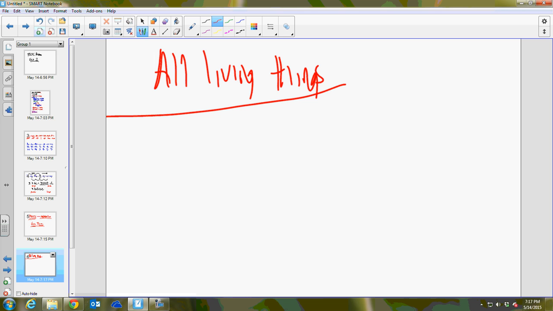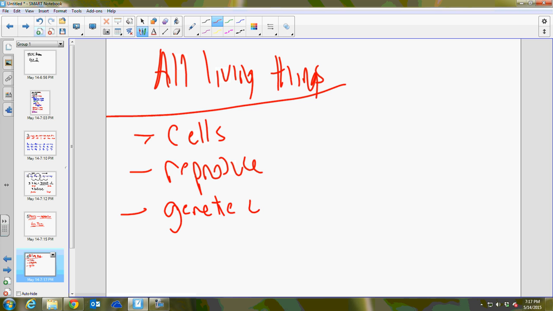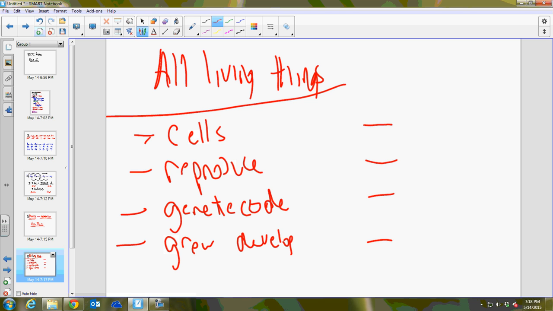One last thing is the characteristics of all living things. This is one of those questions that sneaks up on you and you're like, oh no, I thought I knew that. Now, what are the characteristics of all living things? All living things are composed of cells. All living things reproduce. All living things have a genetic code, or DNA. All living things grow and develop or change over time in a lifetime kind of sense.